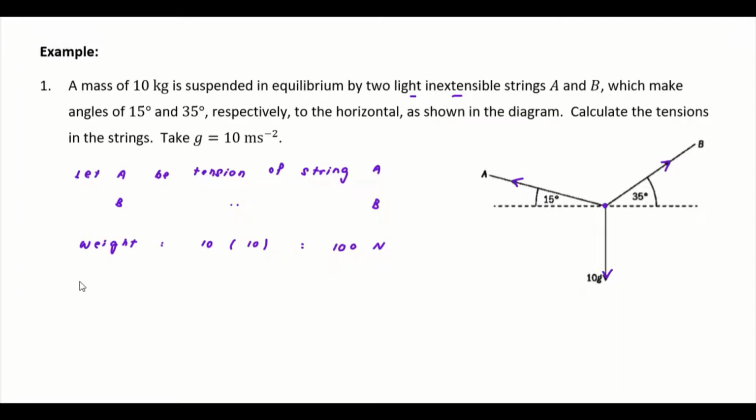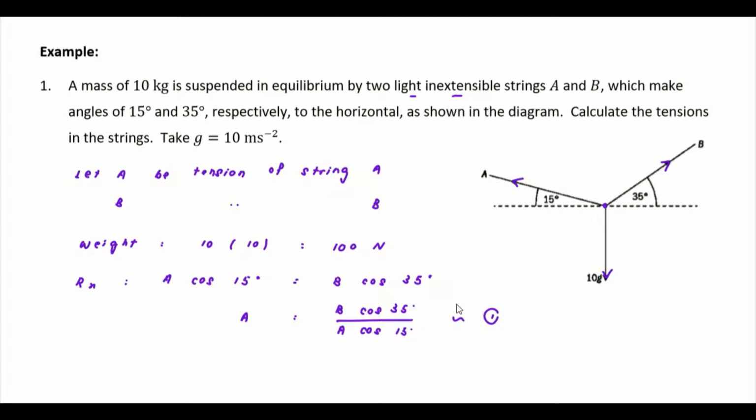So resolving in the horizontal direction. On the left hand side we have the tension of A cos 15, which is equal to B cos 35. Because we are not solving for the angle, I think it's helpful for us to change it over so later we can do substitution. So B equals A cos 15 over cos 35. Okay, so this is the first equation.